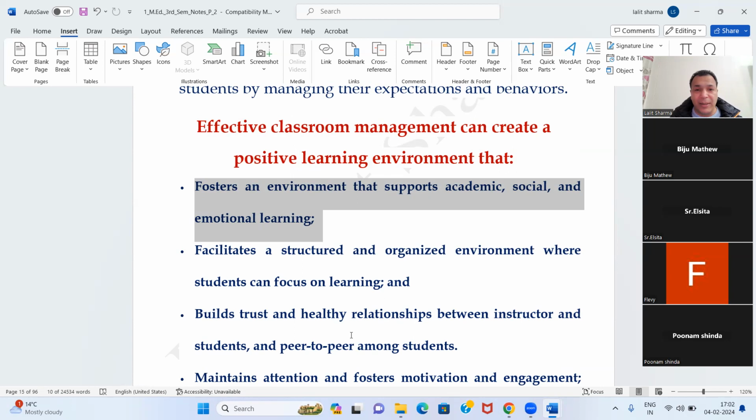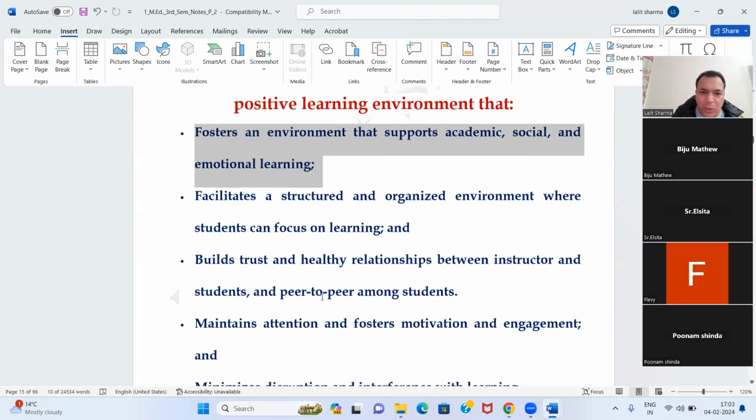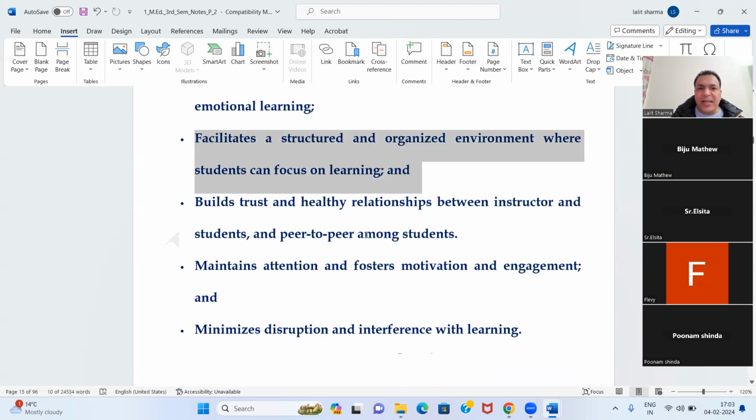Effective classroom management fosters an environment that supports academic, social, and emotional learning. This is basically talking about you as a teacher, you as a principal. If you are expert in classroom management, what can you do? You can foster an environment that supports academic, social, and emotional learning, and facilitate a structured and organized environment where students can focus on learning. Look, students can focus on learning. So guys, if you don't have classroom management skill, students cannot focus on learning.